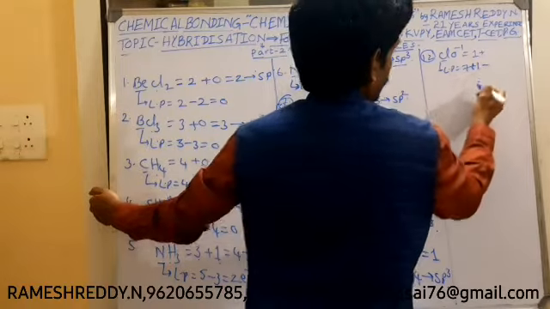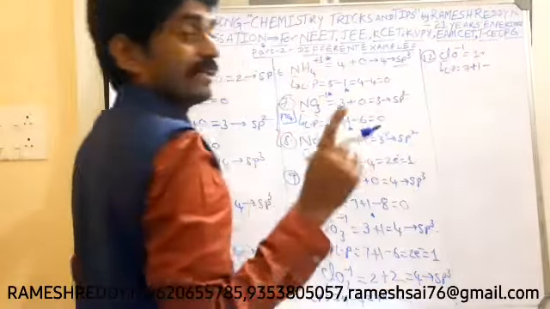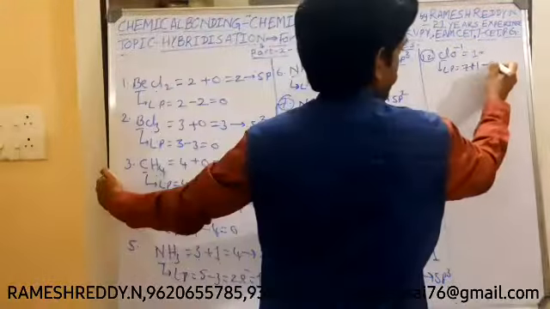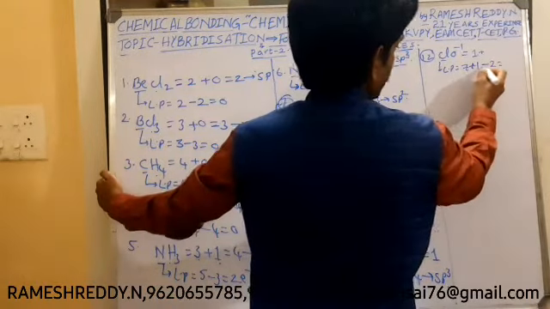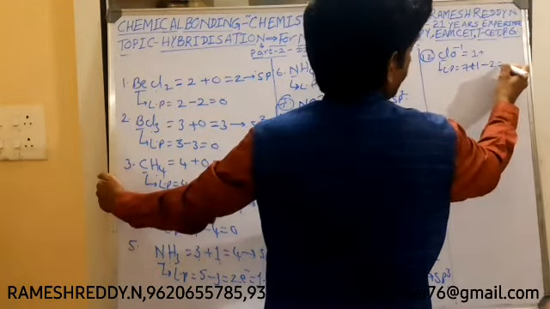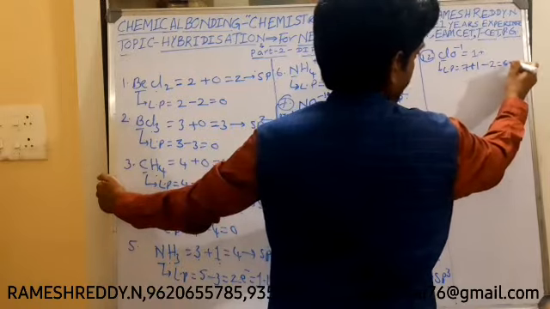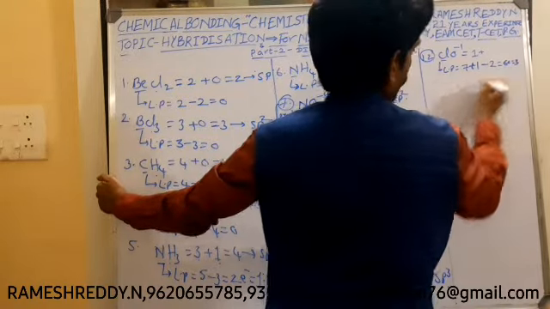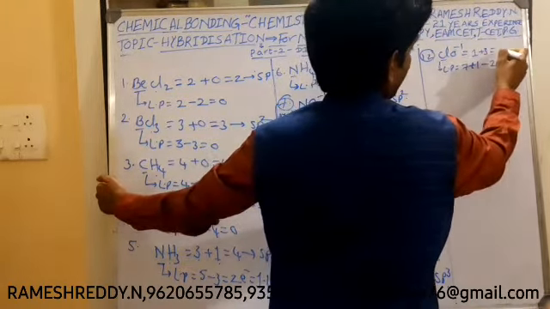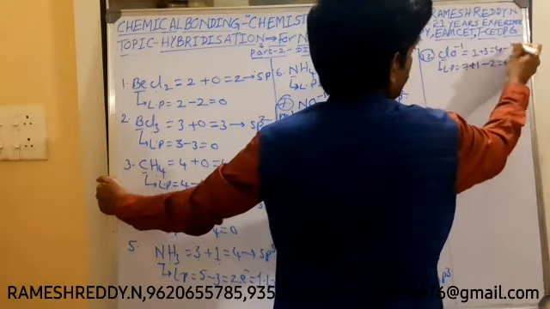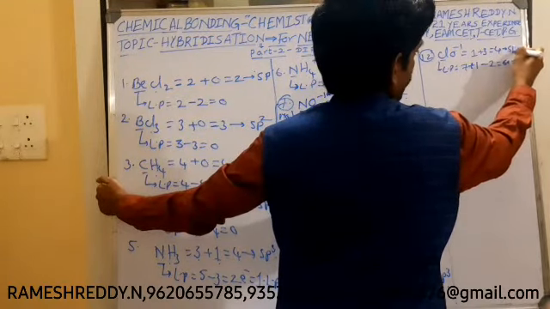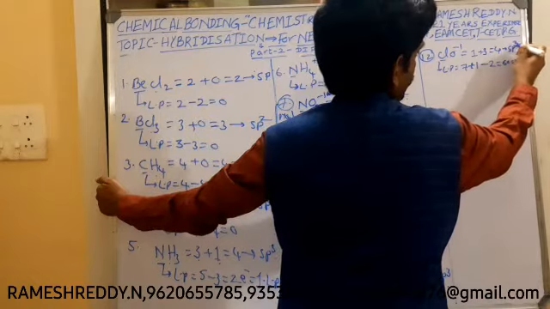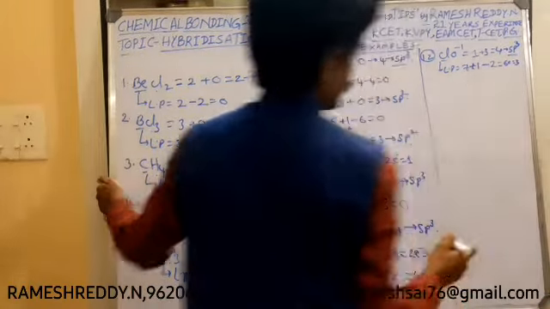Next, one oxygen is there, so for one oxygen you have to consider 2 electrons. Then you get 7 plus 1 minus 2, that is 6. 6 electrons means there are 3 lone pairs. So 1 plus 3, that is 4. 4 means the ion undergoes sp3 hybridization. Okay, got it, my dear students.